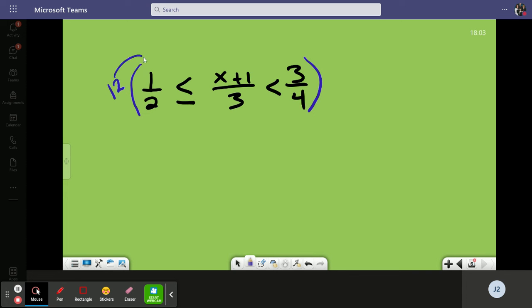12. So 12 times 1/2 gives me 6. All right, now here's where this one gets tricky. Before, these two numbers canceled each other out, but 12 won't cancel out a 3. But what does 12 over 3 reduce down to? What is 12 divided by 3? So that comes up as 4 times x plus 1. And 12 times 3 gives me a 36 divided by that 4.